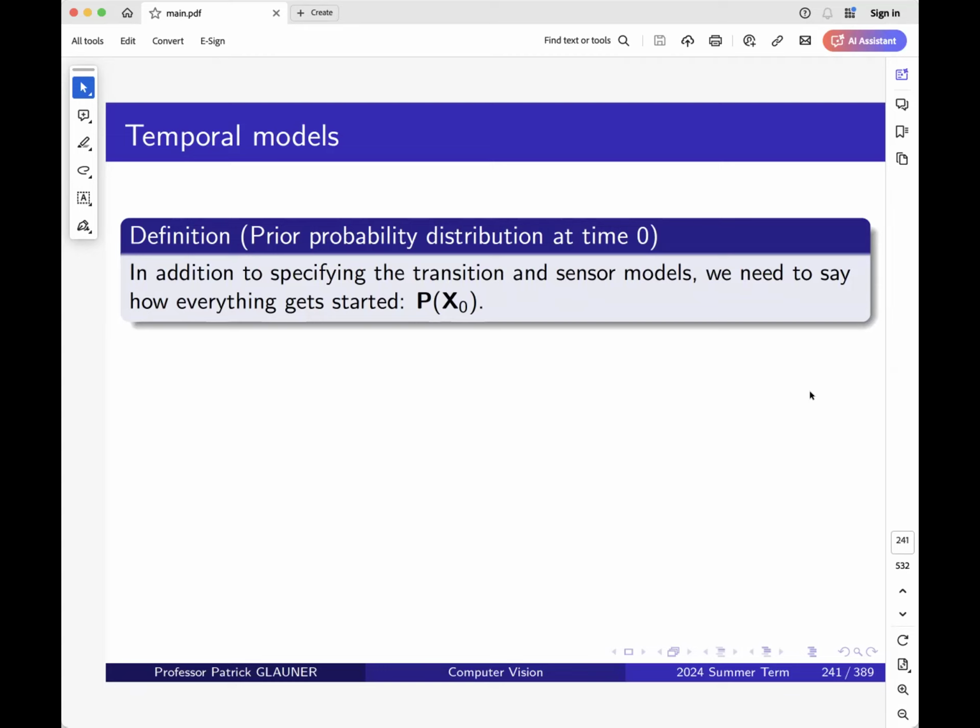There are a few more definitions now. The so-called prior probability distribution at time zero. So time zero, x0, and it's a distribution. That's why we have a bold P. And this is how everything gets started. How to initialize the priors depends on our use case. Maybe in a simple use case for rain, we would say, well, we don't know anything about the initial state. We could just say it's 50-50, or we make some other prior assumption.